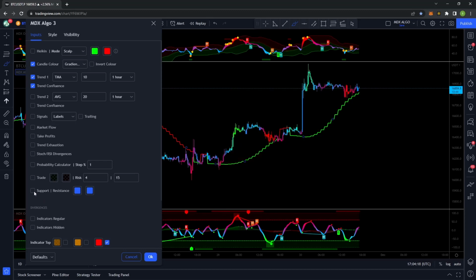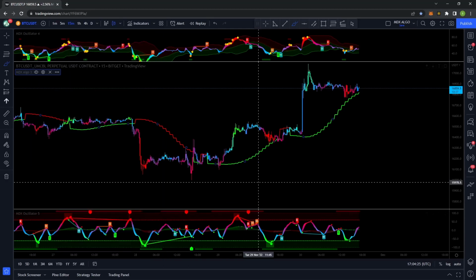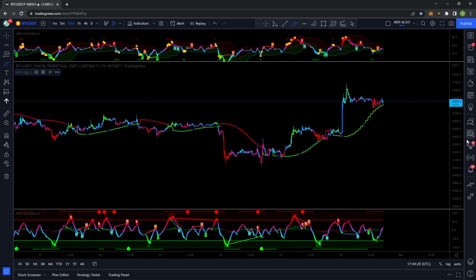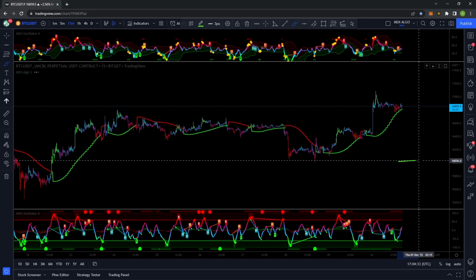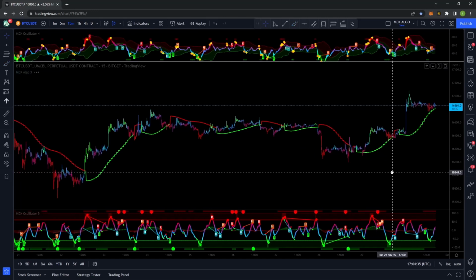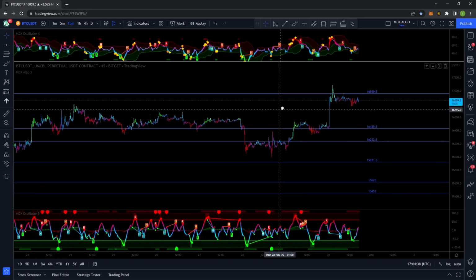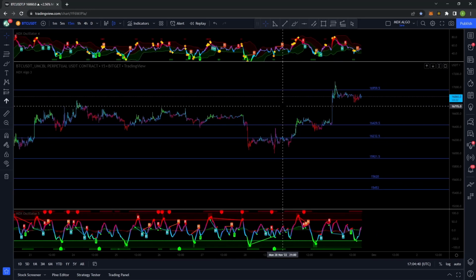This support and resistance box, this is an interesting one as well. I'm actually going to remove the trend confluence. I'm going to add the support resistance. So this will actually map out some important pivotal points in the market for you. You're going to see some blue lines appear. There. So if you are new to trading and you don't really know what you're looking for with support resist flips and stuff like that, this can be very useful. It can definitely help you start recognizing what important levels in the market look like.